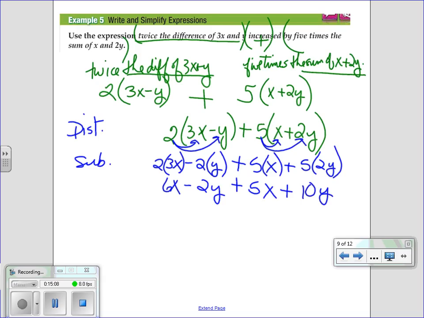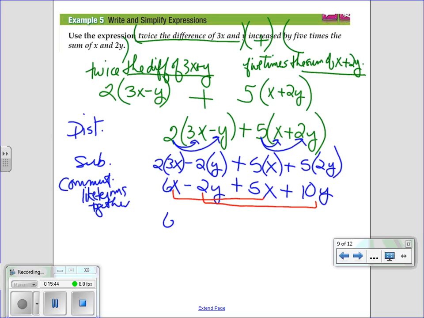Okay, I'm now going to use the commutative property. I'm going to commute my terms around. I'm going to put my like terms together. All right, what are my like terms? Here are my like terms. The 6x and the 5x are alike. And the negative 2y and the 10y are also alike. So I'm going to put those beside each other.